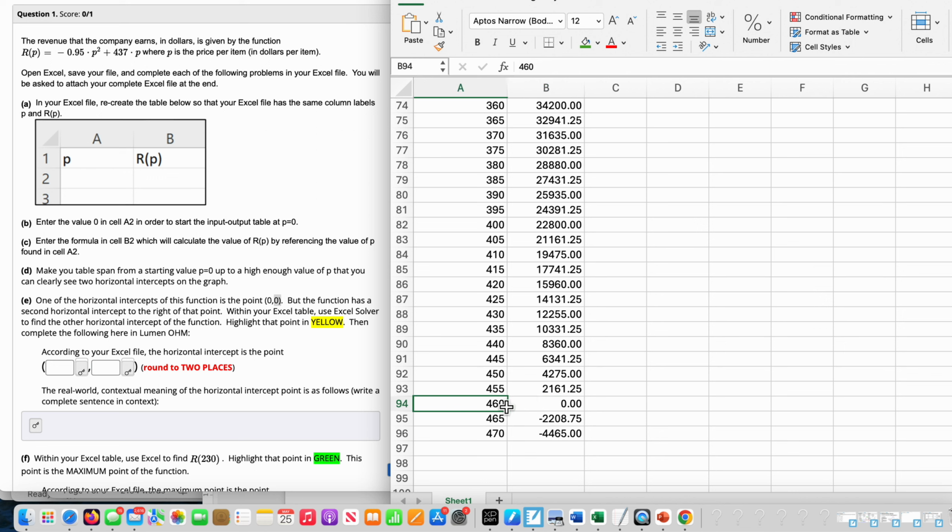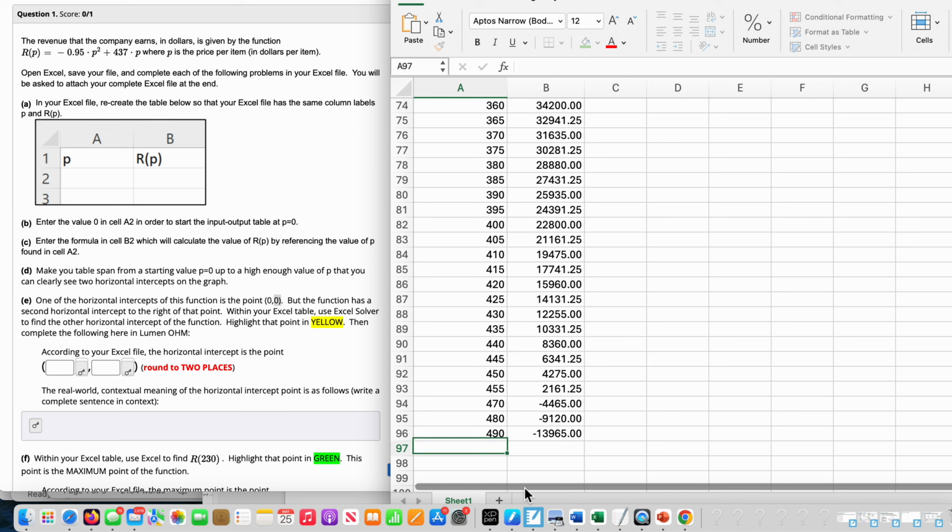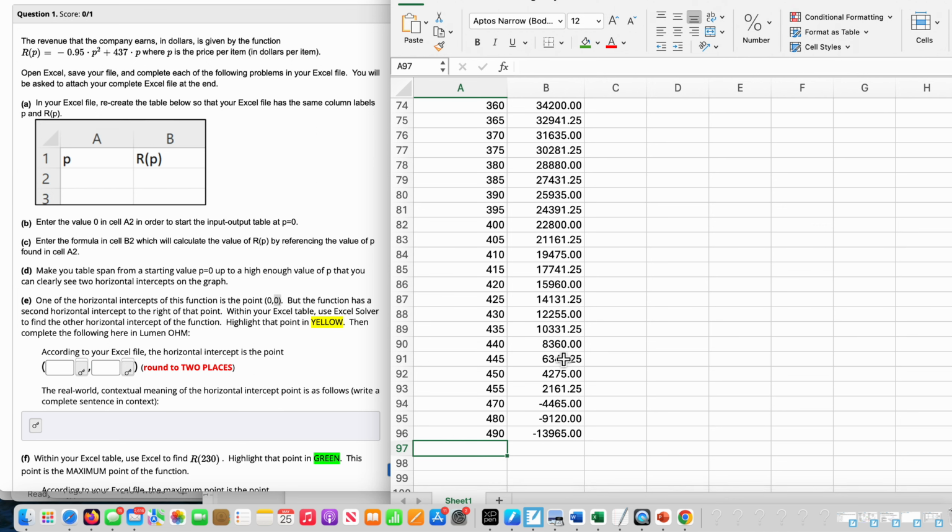So let's say I didn't have 460 here. Let's say I had 470, 480, 490. Let's say I didn't exactly have 460 in my table. I'm going to look, and I can see here my revenue is positive, and then it goes to negative. I know that at my horizontal intercept, it's where the output is equal to 0. So I'm going to find the cell that's closest to 0. So this cell here, 2,161, is closer to 0 than negative 4,000.